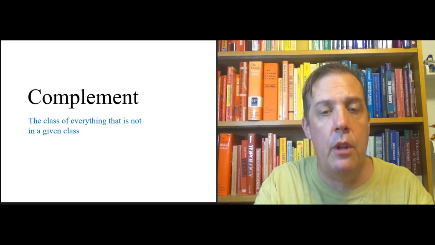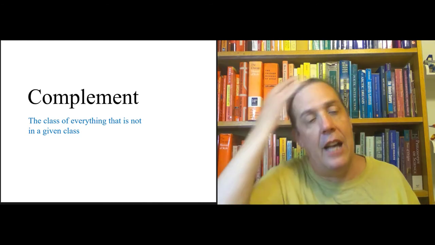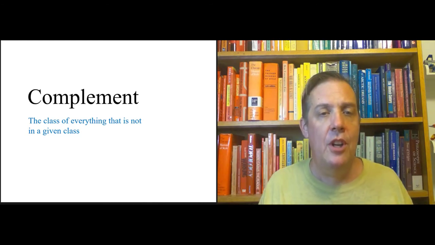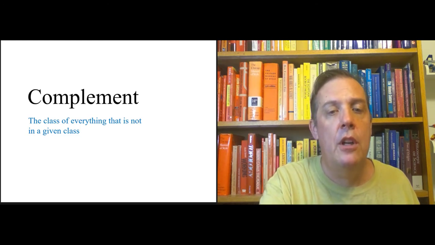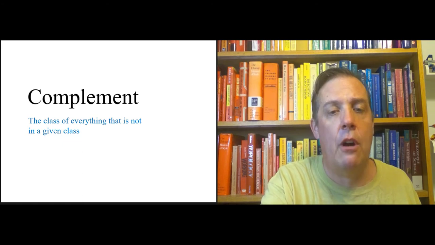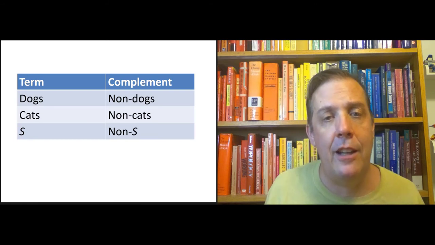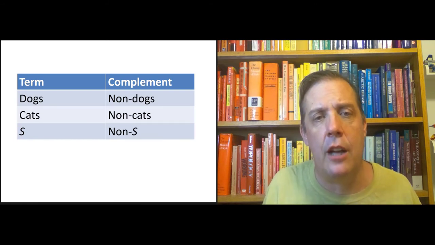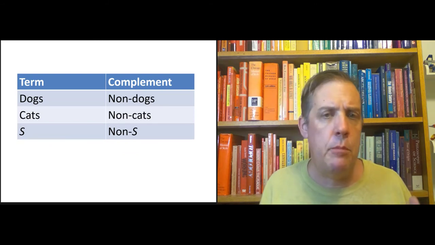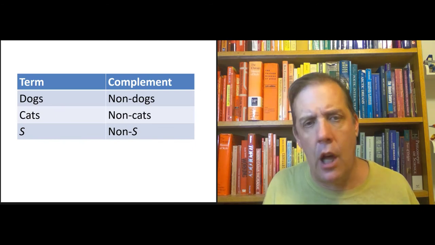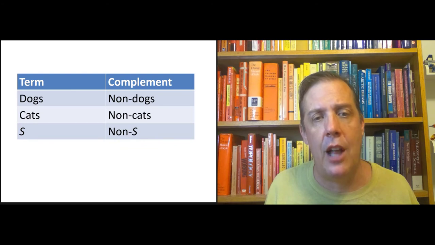Complement. So a complement is the class of anything that is not in a given class, right? So you imagine a shape. The complement of the shape is everything outside that shape. So if our first term is dogs, then the complement of that is non-dogs, everything that's not a dog. And that includes cats, tables, the number 2, the idea of love. All of those things are non-dogs, so they belong in the complement of the class dogs.